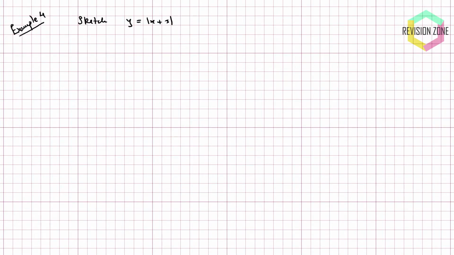Example 4 is a nice, easy example, and we just have to be able to sketch this modulus function. There are many ways forward, so I'm just going to say, well, if I know what the formula is for this function, I can graph the function, right? So I apply the definition of the modulus function, so I say I'm going to have x plus 3 for when x plus 3 is non-negative, and I'm going to have negative of x plus 3 when x plus 3 happens to be itself negative.